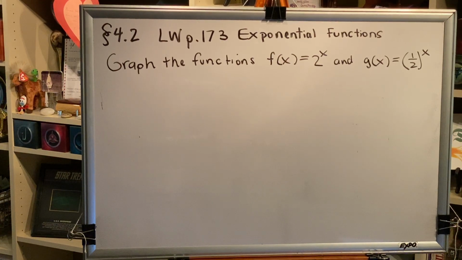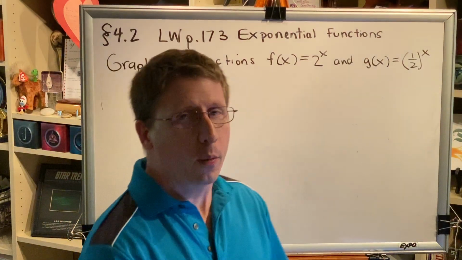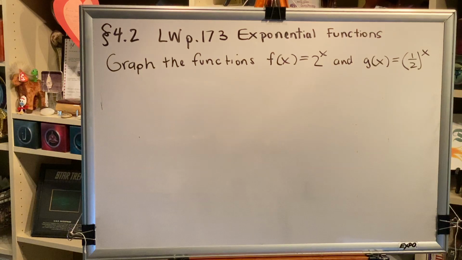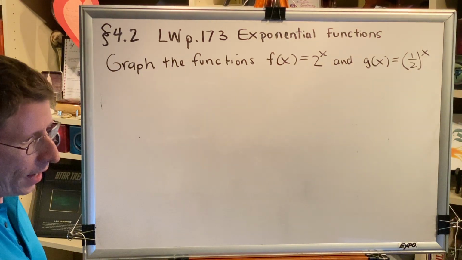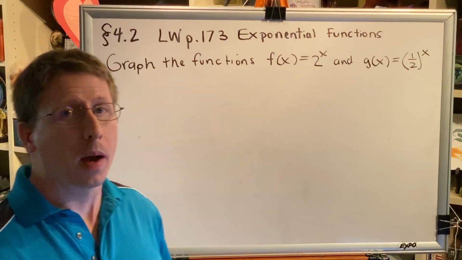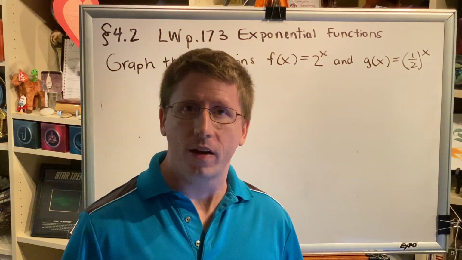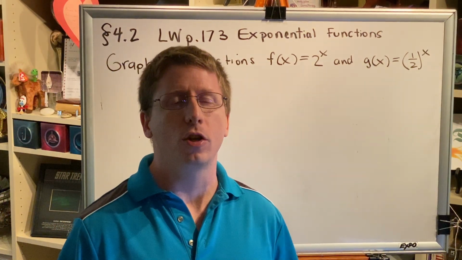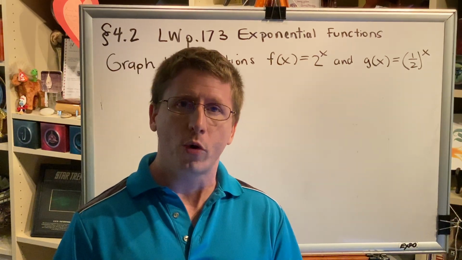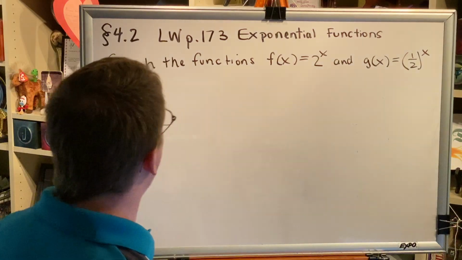Please open in your learning workbook to page 173, and let's complete an example showing how we graph exponential functions. Graph the functions f of x equals 2 to the x power and g of x equals 1/2 to the x power. We will do this by plotting points. We will assume various values for x, plug them into each equation to get the corresponding values for y, and then take those ordered pairs and plot them on our graph.